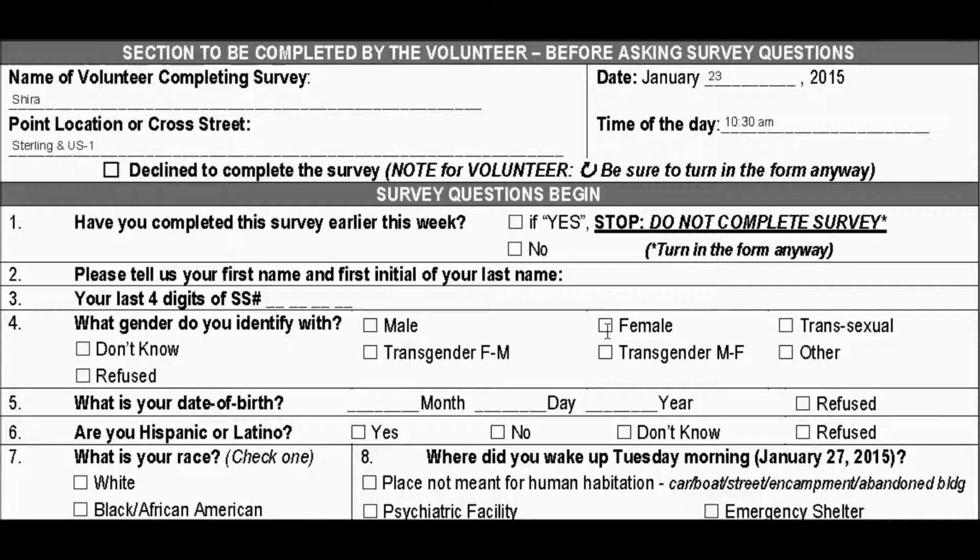Question number 1 is, have you completed this survey earlier this week? If the person that you have approached tells you that they have filled out the survey, mark the yes box, but turn the survey in anyways. For number 2, please fill out the participant's first name and first initial of their last name. Number 3, ask for the participant's last 4 digits of their social security number.